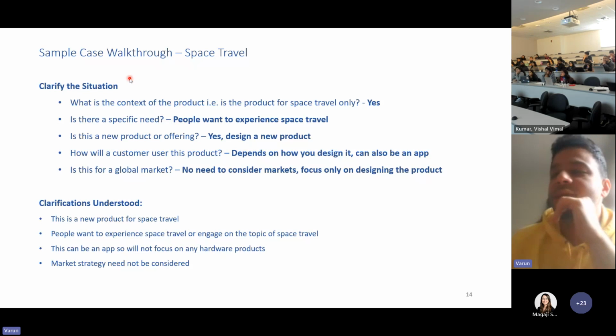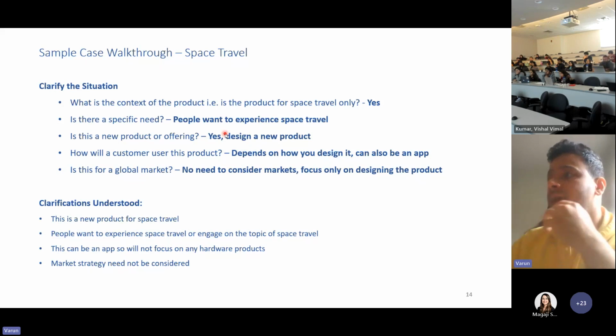People want to experience space travel, right? Who doesn't want to experience space travel? Who doesn't want to go to space? That's like what the interviewer said. I was like, okay, that's a cool thing. Why not? I would like to do that. Then is this a new product? And of course, they said it's a new product. That means you have to kind of design it from 0 to 1.